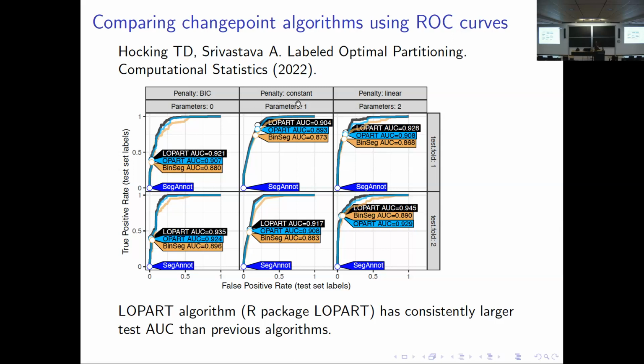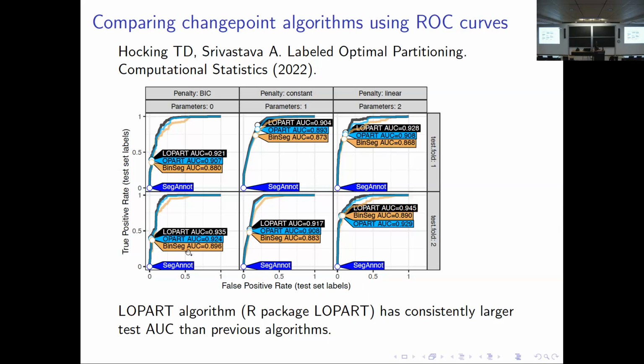In this case, unsupervised, and here very simple supervised approaches. And here we have 2 test folds on the 2 panels going from top to bottom. In each case, we're plotting the ROC curves, and the different curves correspond to the different change point detection algorithms. Here, we had a previous paper in 2022, where we have this algorithm called labeled optimal partitioning, or LOPART, in black. And we use this to demonstrate that the LOPART algorithm has consistently larger AUC values. So it's consistently more accurate than the previous baselines here, the optimal partitioning algorithm or binary segmentation heuristic.